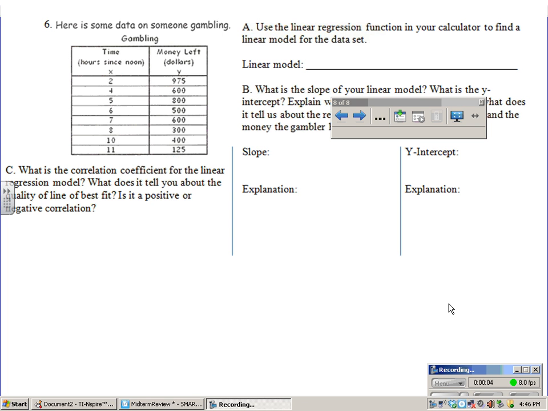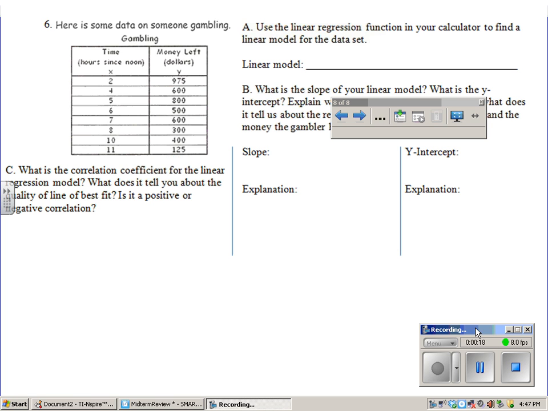This is Mr. Gordon here, looking at problem 6 from the midterm review. It says here some data on someone gambling. I don't recommend it. You'll lose a lot of money. It says use the linear regression function in your calculator to find a linear model for the data sets.